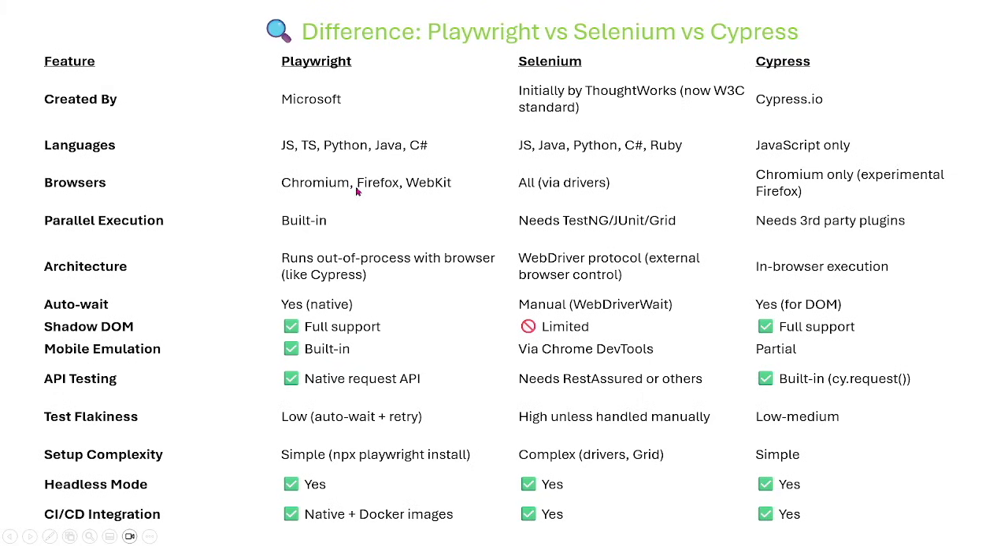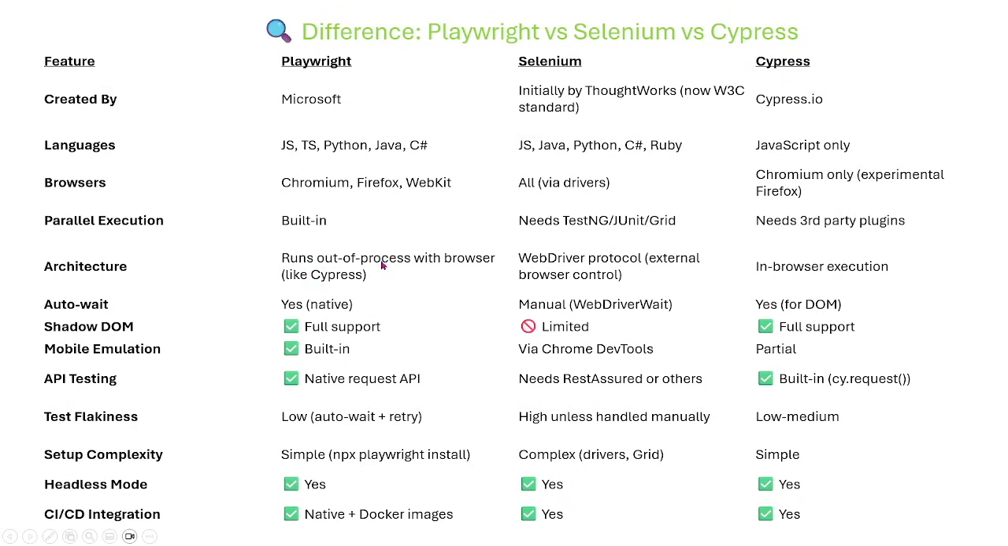Browser: Playwright supports Chromium, Firefox, WebKit, all the browsers. Cypress supports Chrome, Edge, Firefox, Electron. Parallel execution is built-in for Playwright, while Selenium with TestNG and JUnit needs a third-party plugin.